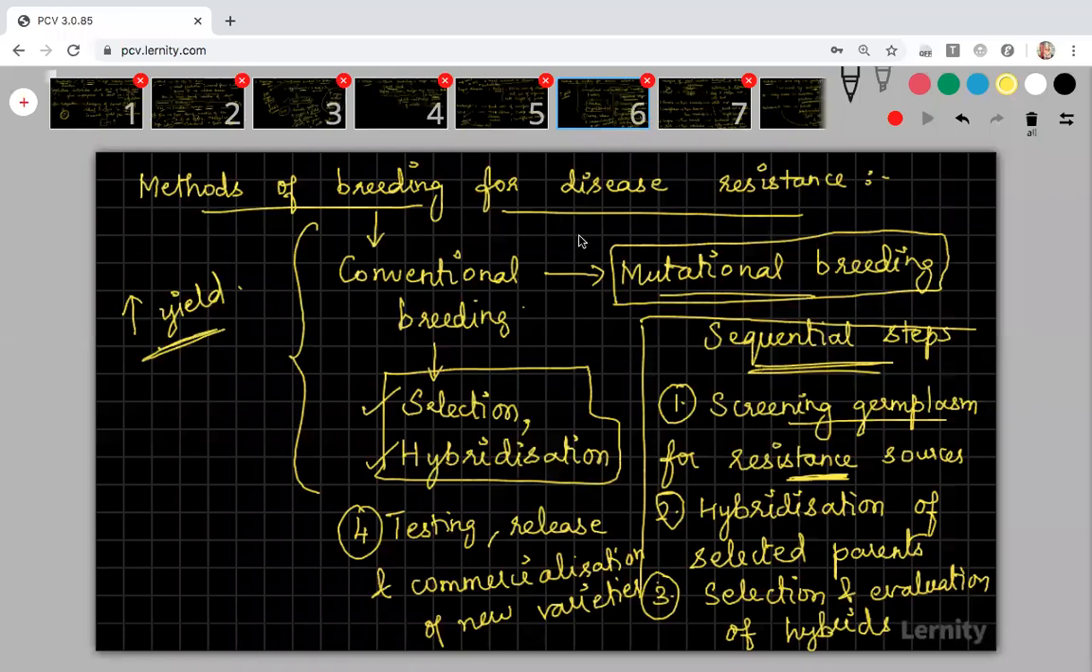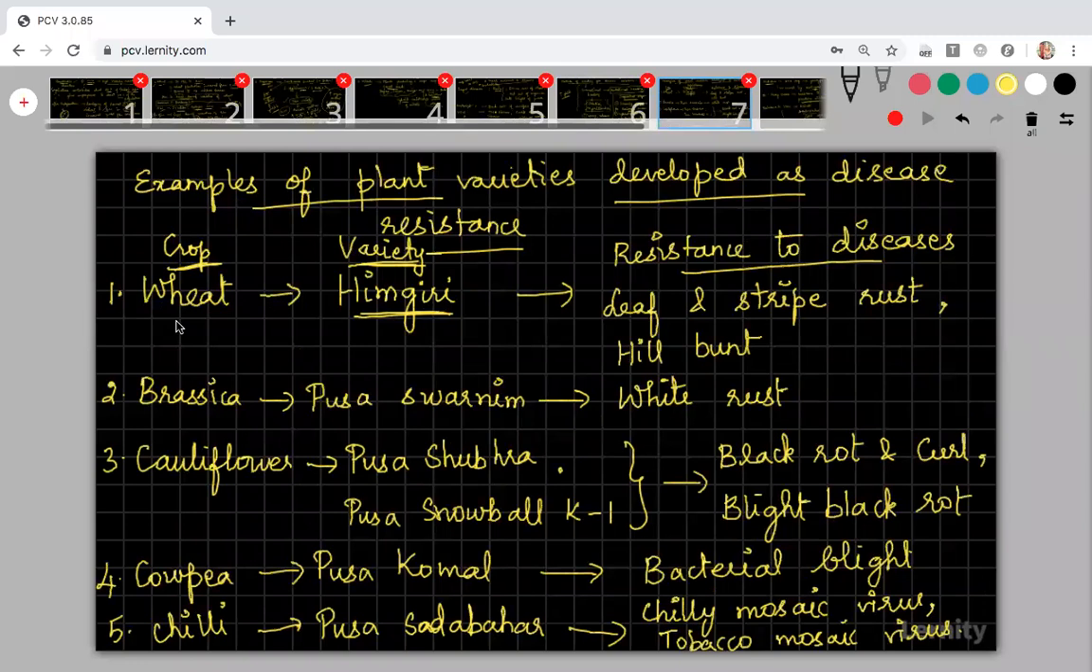Some of the plant varieties developed for disease resistance are wheat, Himgiri variety, Brassica Pusa Swarnim variety, cauliflower. Students, some of these varieties are there in your NCERT and some of them are not, but you have to mug up all the varieties because NEET questions will come from these concepts. Cauliflower varieties Pusa Shubhra and Pusa Snowball K1, cowpea variety Pusa Komal, chili variety Pusa Sadabahar.